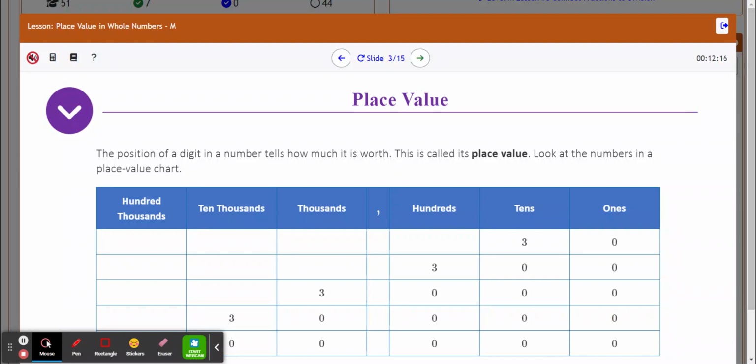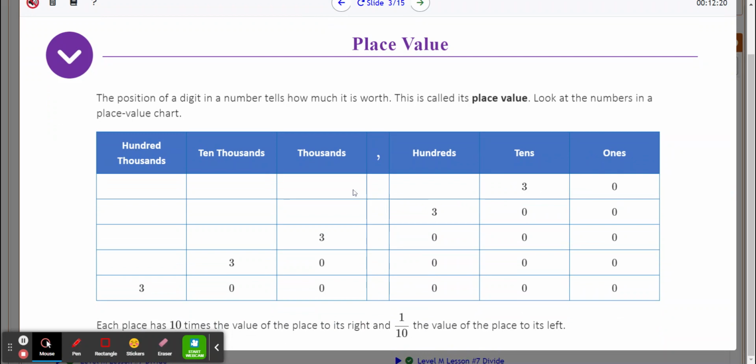Lesson 1, place value in whole numbers. So, place value is the position of a digit in a number, and it tells us how much that digit is worth. This is called place value.